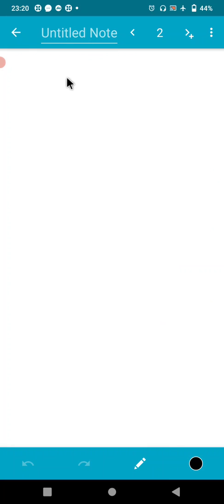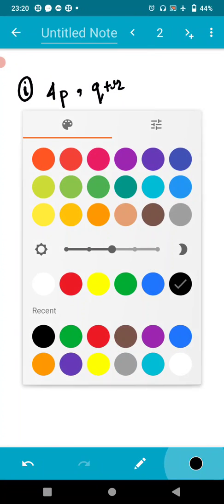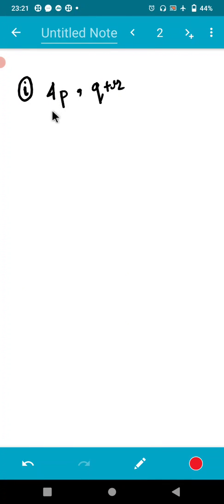Yes, now what is there in sum number 1 of question number 1? So let me write the question. It is given 4p, comma, q plus r. Now how many expressions are given? Two expressions, that is one is this and another one is this. So this 4p is a monomial, students, and this expression q plus r is called a binomial.